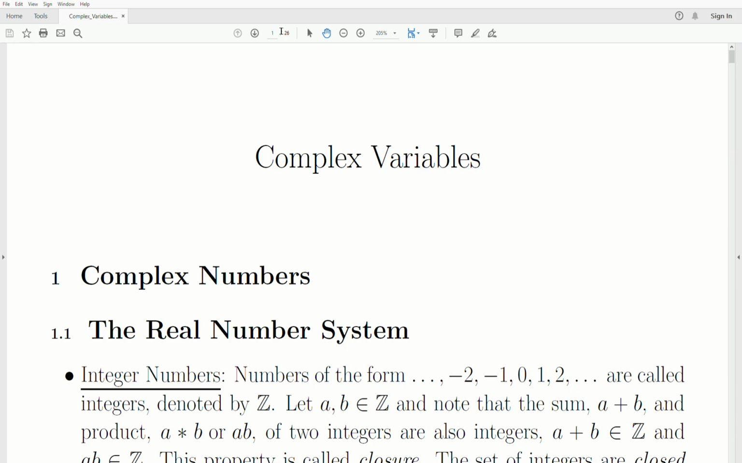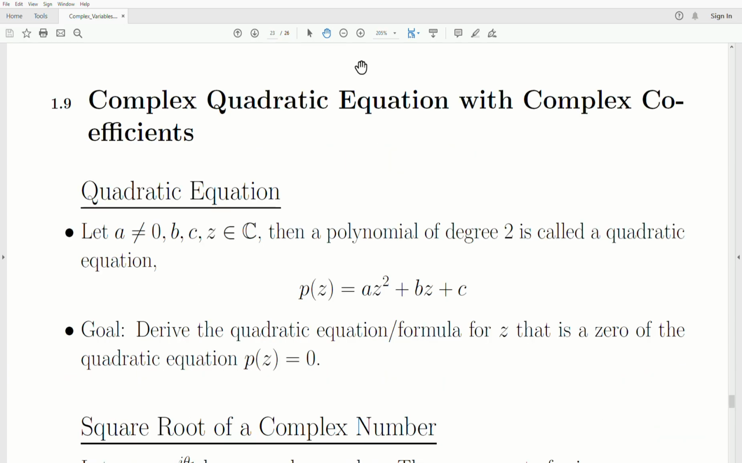Hello, this is the next video in a playlist that I'm calling Complex Variables, where we're going to do a playlist on complex analysis. First, we're going to look at complex numbers, and so today's topic is the complex quadratic equation with complex coefficients. So a quadratic equation can be defined as this.